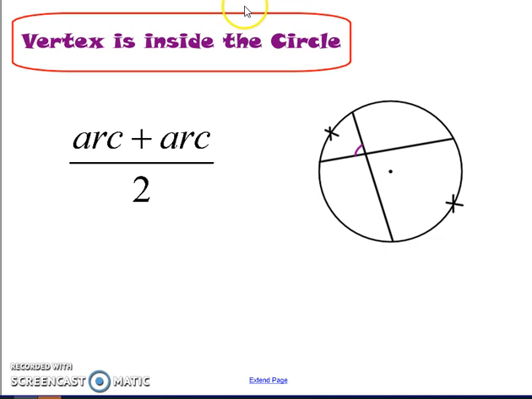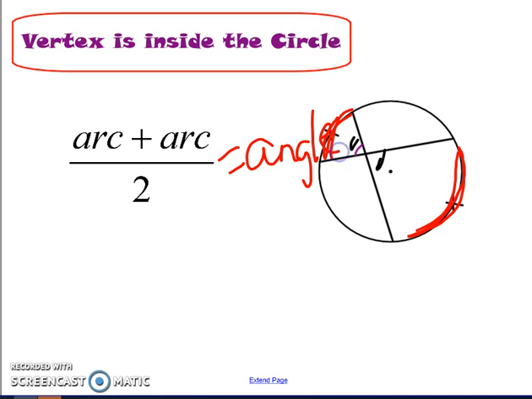Since these are my vertical angles, I call the arcs that correspond to those two vertical angles my vertical arcs. All I'm going to do is add one of the arcs to the other arc and divide it by 2, and that gives me the angle. So we're just going to try a few of these.